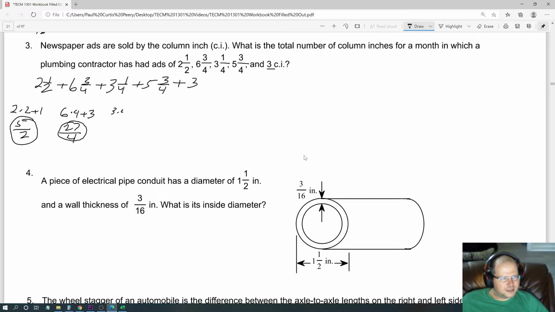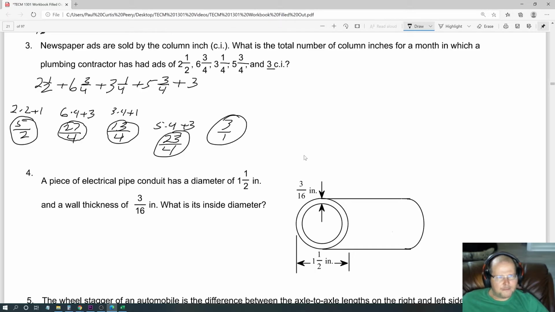Next, we're going to say 3 times 4 plus 1, which gives me 3 times 4 is 12. 12 plus 1 is 13. 13/4. So that is the third one. Then we're going to say 5 times 4 plus 3. 5 times 4 is 20. 20 plus 3 is 23. And put that over the old one. And then we're just going to say 3. It's just 3, or 3 over 1 if you want to do that. Okay. So that means all that equals 5/2 plus 27/4 plus 13/4 plus 23/4 and 3 over 1.